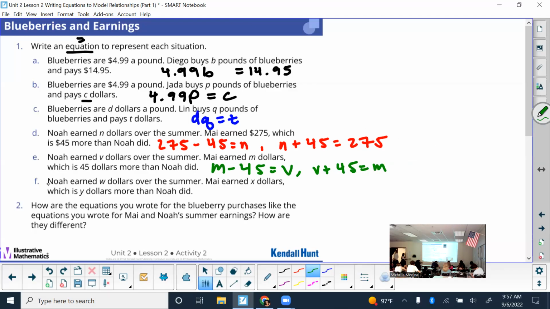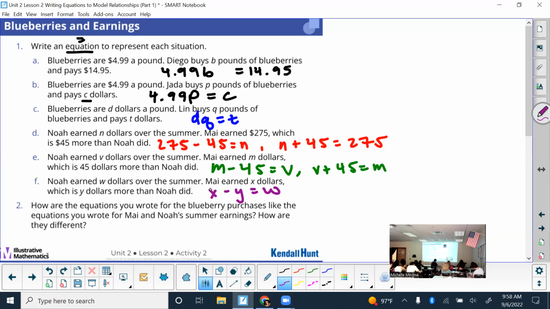All right, last one. Noah earned W dollars over the summer. Mai earned X dollars, which is Y dollars more than Noah did. What'd you guys get? Jalen? X minus Y equals W. We'll see if that's right.